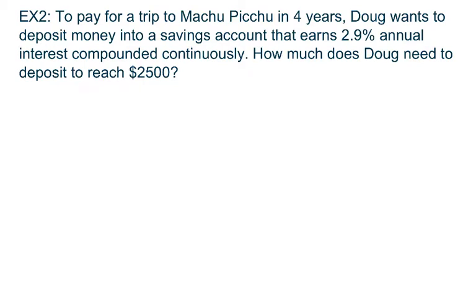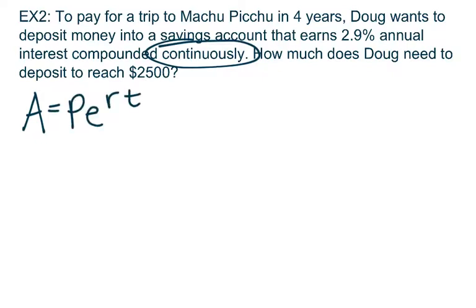So here our example says, to pay for a trip to Machu Picchu in 4 years, Doug wants to deposit money into a savings account that earns 2.9% annual interest compounded continuously. How much does Doug need to deposit to reach $2,500? Now, because we see compounding continuously, we know we're going to use that PERT formula, P times E to the power of RT. And now we just need to figure out what values I know to go ahead and plug into our formula.